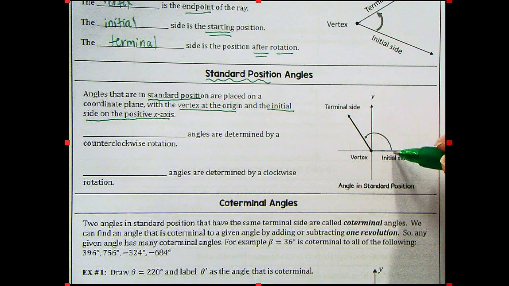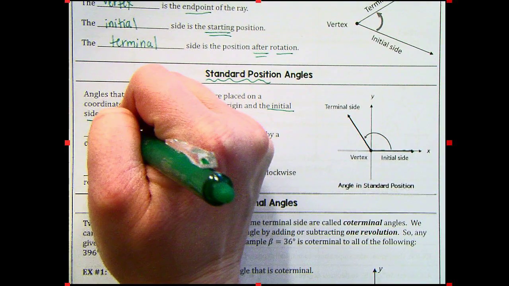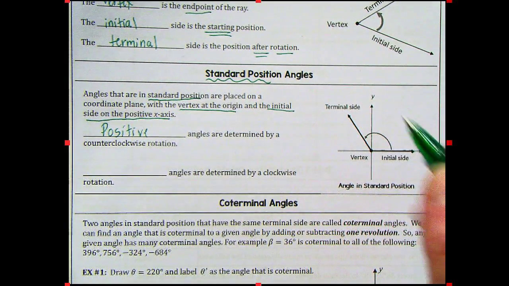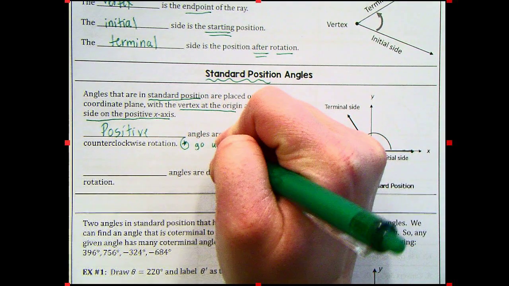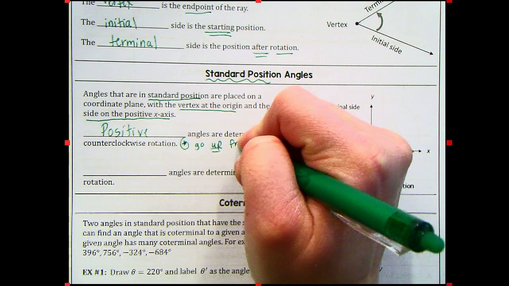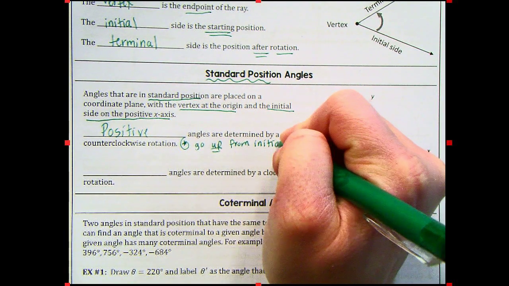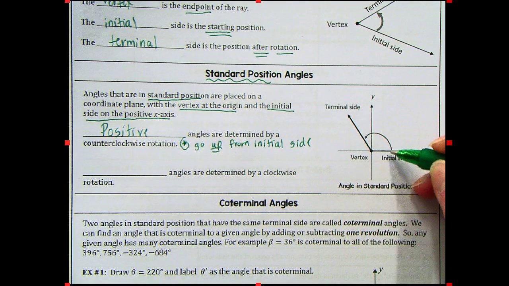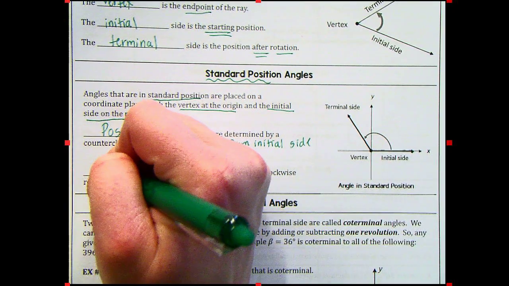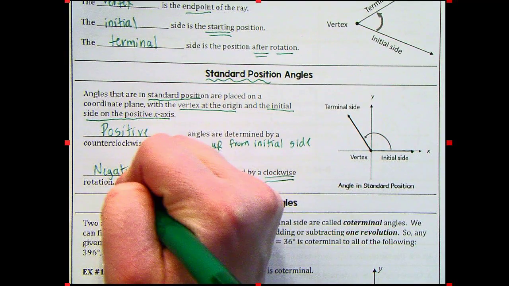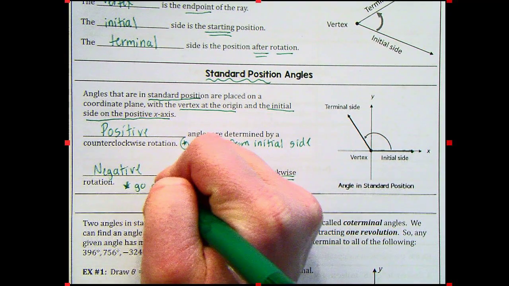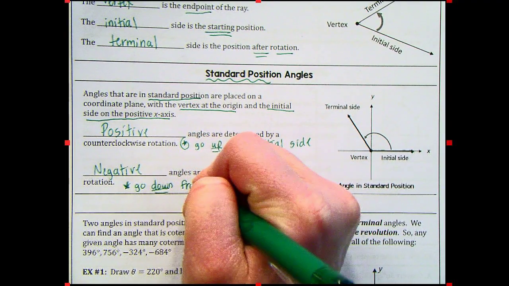Now, if you are drawing a positive angle, you're going to go up or counterclockwise. So positive angles are determined by a counterclockwise position. I like to think they go up because it's positive from the initial side. And if you want to draw a negative angle, then you're going to go down from your initial side. So negative angles go clockwise, or again, I like to say they go down from the initial side.